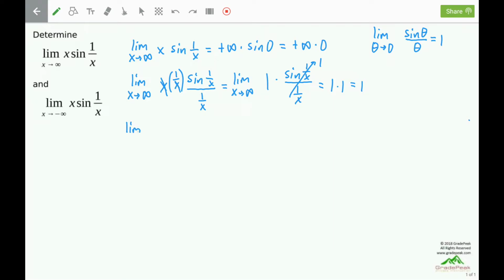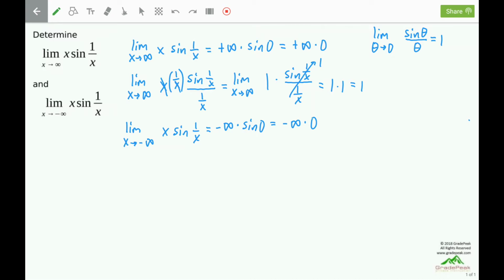Now to work out the limit as x approaches negative infinity of x times sine of 1 over x. The first thing to do is try plugging a negative infinity in for each of the x's. The result will be negative infinity times 1 over x also goes to 0 as x approaches negative infinity, so it'll be sine of 0. And the result is negative infinity times 0. We have the infinity times 0 indeterminate form here. We will need to rework this.